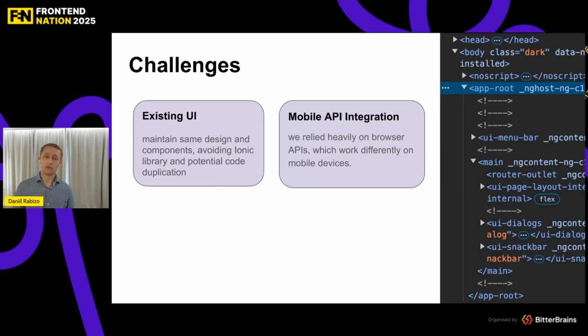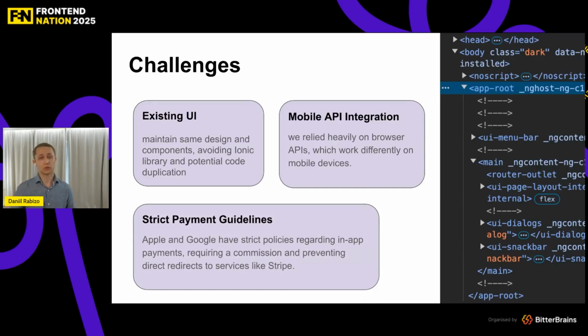And many of our features relied on the browser API, for example, for downloading files, opening new tabs, copying stuff. And none of this works on mobile anymore because there are no tabs on mobile, as you may know.